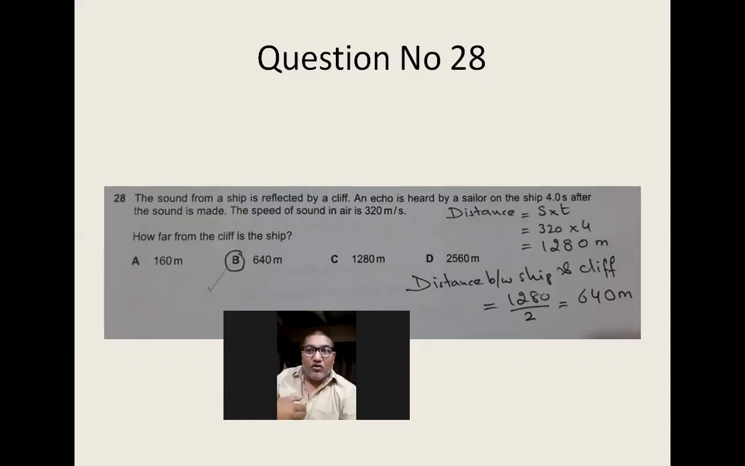So the sound from the ship went to the cliff, got reflected from there and came back, and you heard the echo. So the distance between the ship and the cliff will be half of this distance. So just 1280 divided by 2, 640. So the distance between the ship and the cliff is 640 meters. So B is the right option.